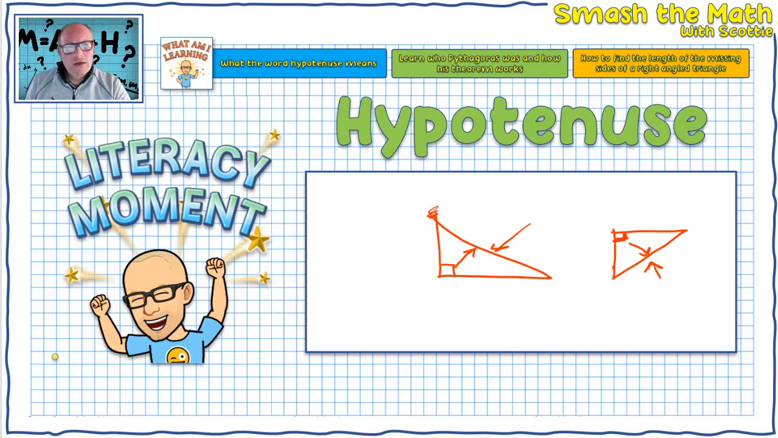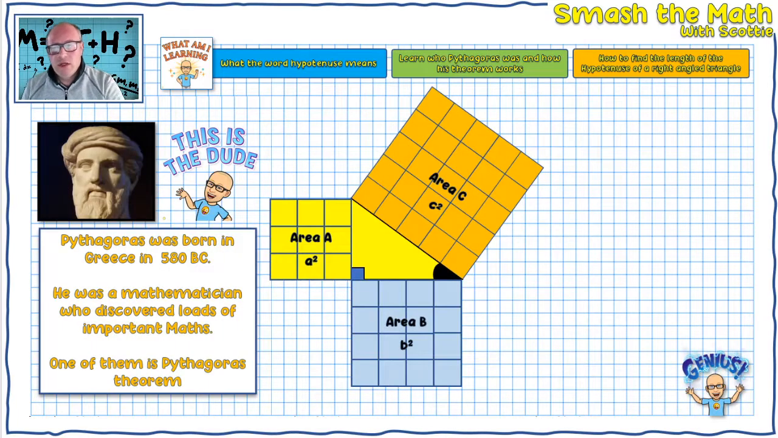Okay, let's take a look now at who this guy was and how this works. So Pythagoras was this guy here, or supposedly this is what he looks like. Who knows? The reason we don't know is because he was born in Greece in 580 BC, so over 2,500 years ago. So obviously there were no cameras then, so we don't know if that's who he was, but that's the best example we've got of who he looked like. And he was a mathematician, and he discovered loads of important maths, and one of those was his theorem, the Pythagoras theorem, named after him.